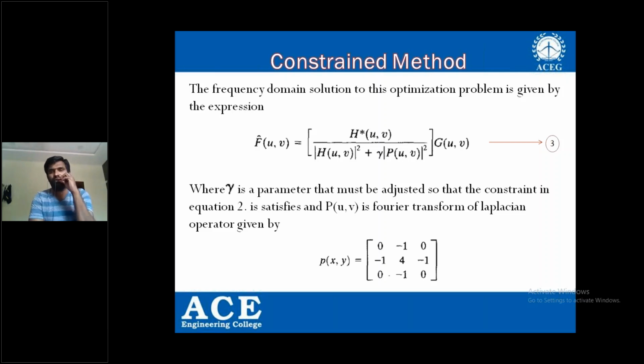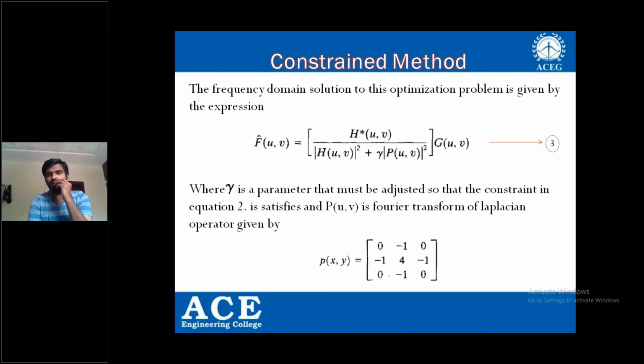And what is P of u comma v? It is the Fourier transform of p of x comma y. What is p of x comma y? P of x comma y is nothing but the Laplacian operator, which you might have seen in image enhancement. Laplacian operator p of x comma y, right? So it is a mask. You can also call it the Laplacian mask.